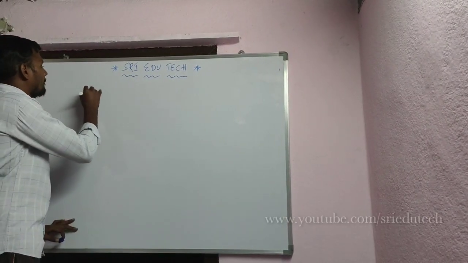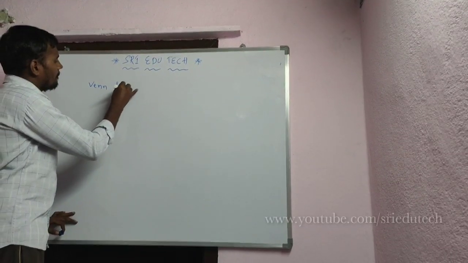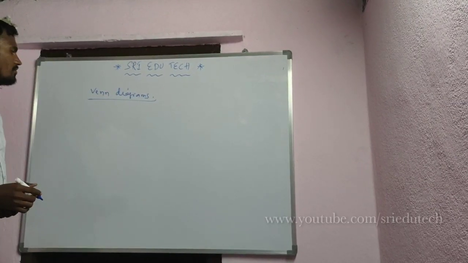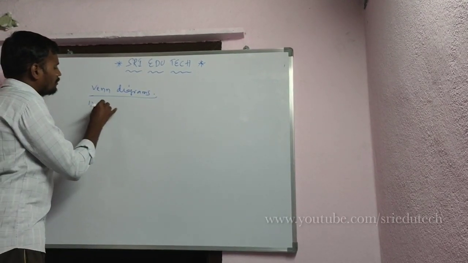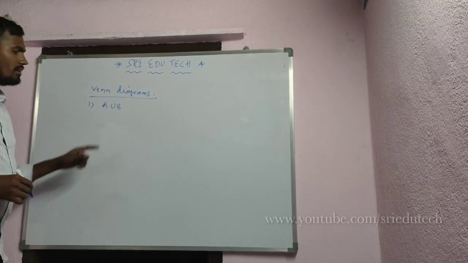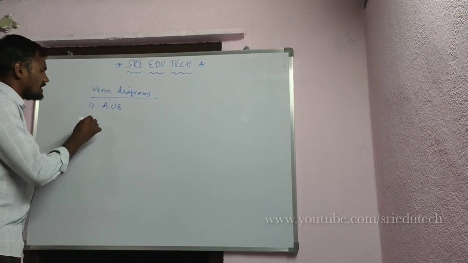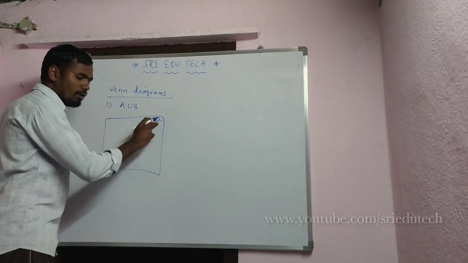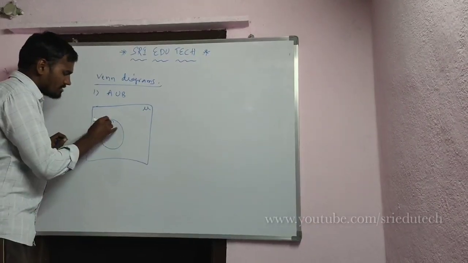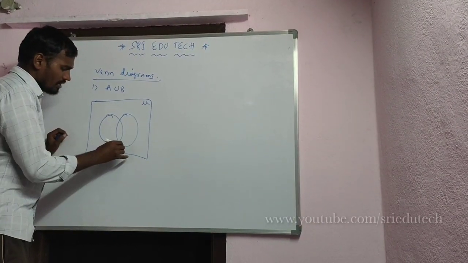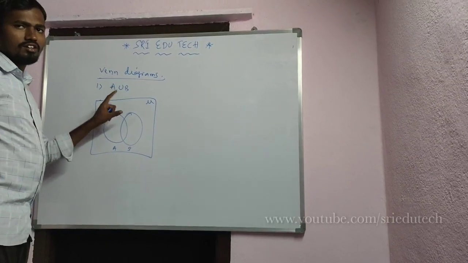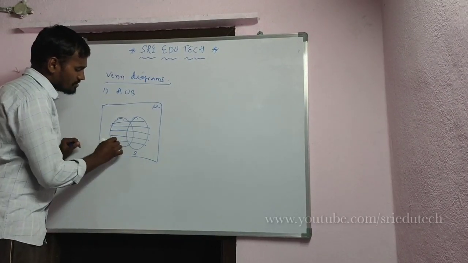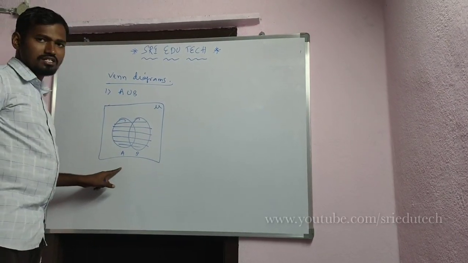Venn diagram sum. Venn diagrams. First one, A union B, I mean, union of sets Venn diagram. See, first draw a box and write the universal set mu. Next, draw 2 sets. This is A and this is B. You know already, union of sets means the combination of 2 sets. Combination means both. So we shade all of it. This is the union of sets.